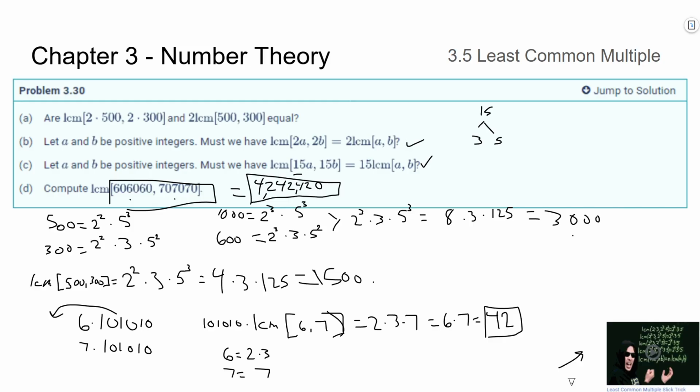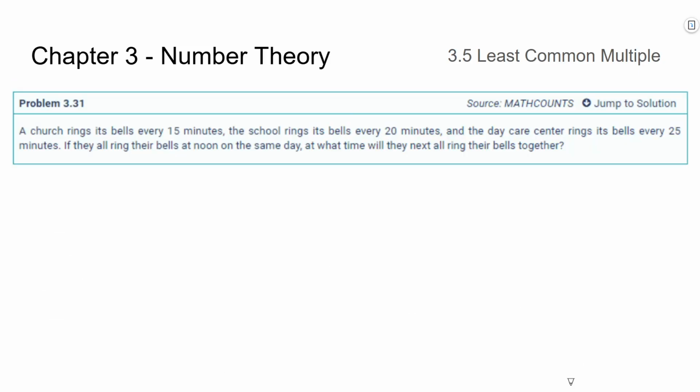All right, word problem, our favorite. Everyone loves word problems, right? A church rings its bell every 15 minutes, and the school rings its bells every 20 minutes. And the daycare rings its bell every 25 minutes. If they all ring their bells at noon on the same day, at what time will they next all ring their bells together? Okay, so we know that this is going to ring at noon, and then 12:15, 12:30, 12:45, 1, and so on, every 15 minutes, every multiple of 15, right?